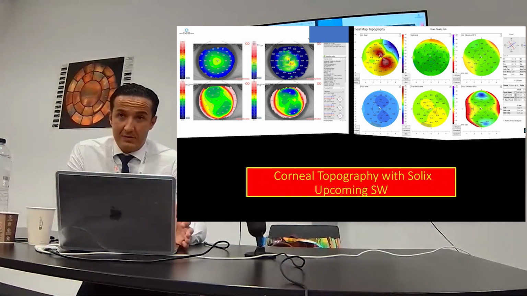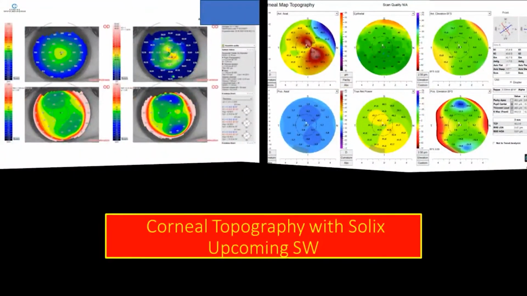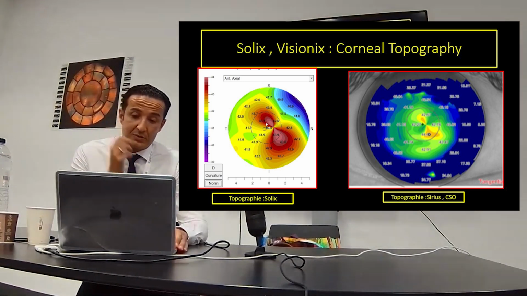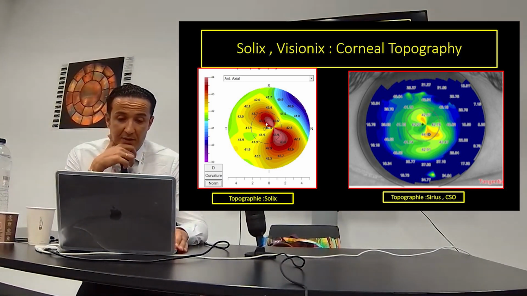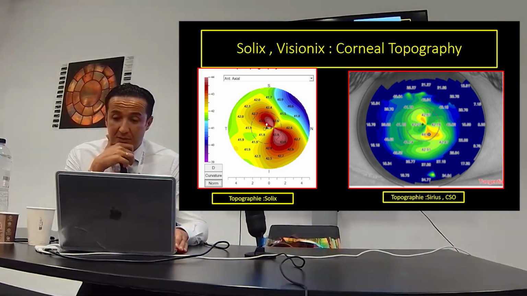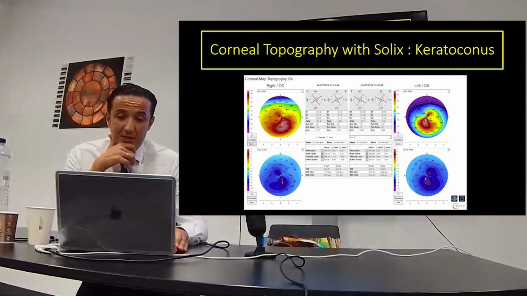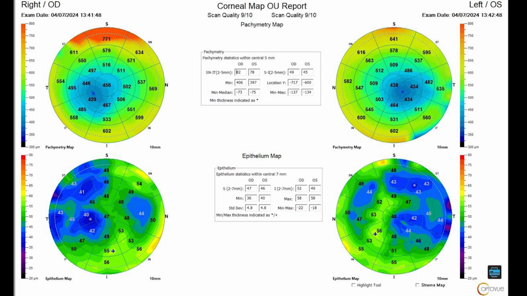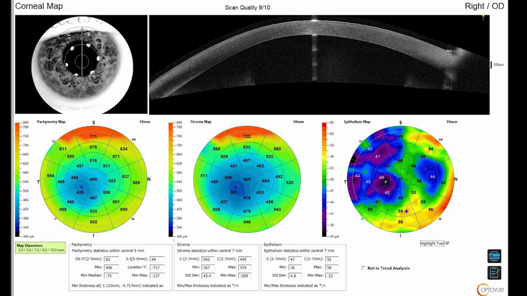That's why now you will have a corneal topography on the Solix platform to have a better comparison between the corneal topography and epithelium mapping. We showed a good correlation with other topographers of the market, with a good quantification. And look here, you can make a comparison with epithelium mapping.